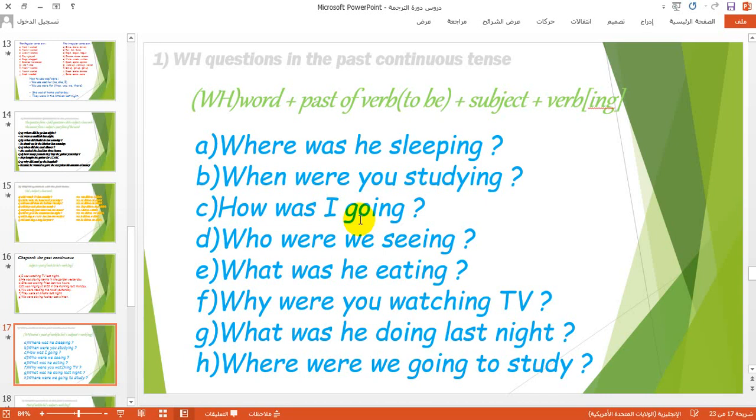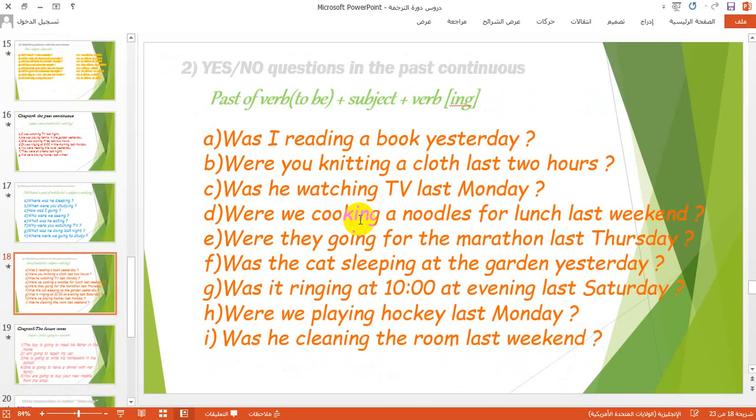Okay. The next slide is the last slide, and it's talking about how we can use the past continuous in yes/no questions. As you see in the form below, we should put the past of the verb to be at the beginning of the sentence if you want to use it as a yes/no question. As you see in the examples below.